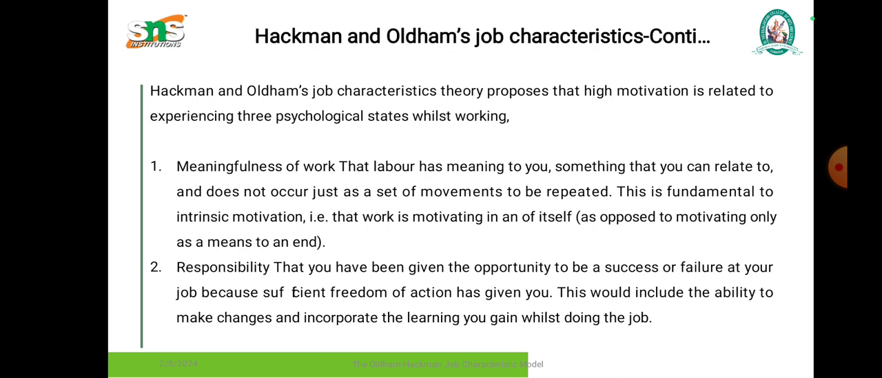And the second one is responsibility, so that you have been given the opportunity to be a success or failure at your job because sufficient freedom of action has been given to you. This would include the ability to make changes and incorporate the learning you gain doing the job.